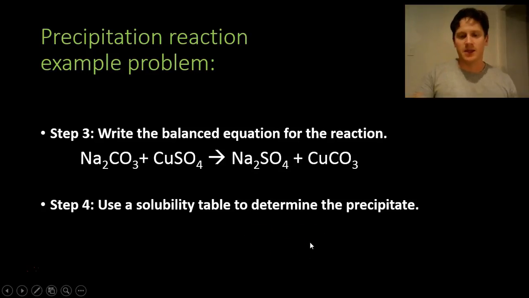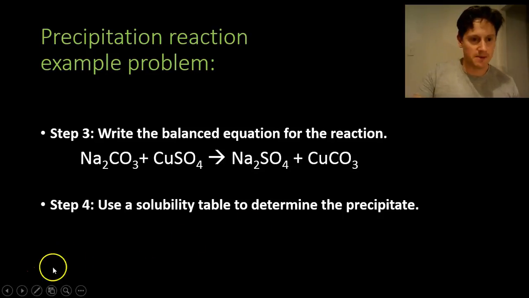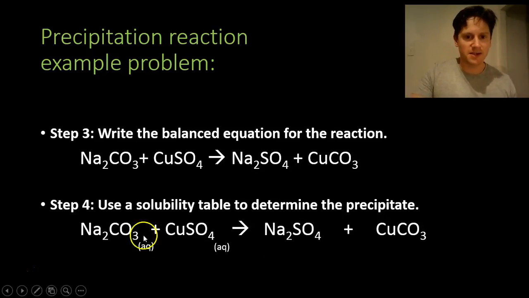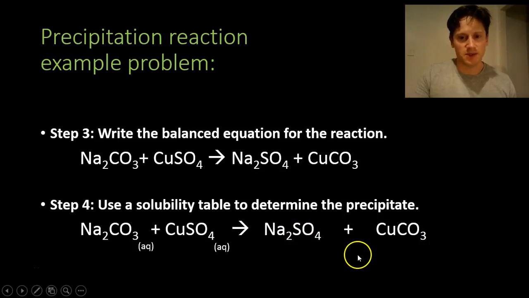Next, we're going to use the solubility table. So that's the new thing to determine the precipitate, okay? So let's do that. Now, the reactants were aqueous because in all precipitation reactions, you're mixing liquids to begin with. So we don't have to do any work there. We have to figure out which of these two is the precipitate, okay?